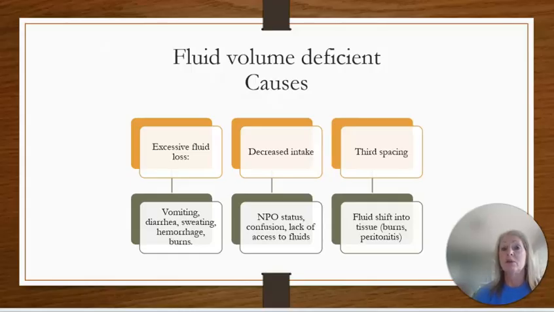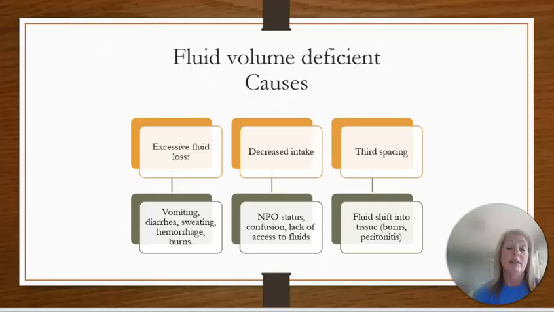Some of your dementia patients, some of your elderly patients that are super confused, may not remember to take drinks. So it's really important that we make sure we're offering those drinks to our elderly people, or they don't have access to fluids. Think about your elderly person that maybe had a stroke and is having some difficulty swallowing, and we're not going into their room frequently, so we're not offering them drinks.